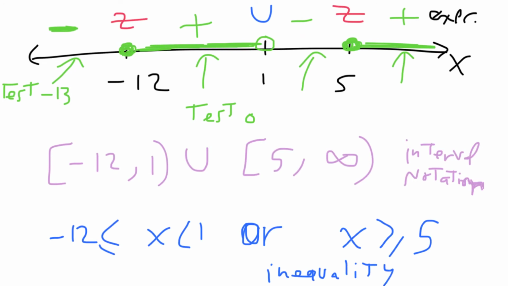And initially I did the graph. So this is the graph here. You can write the answer as a graph, this green one, or you can write it as interval notation, or you can write it as an inequality. Any question about any of these forms of the answers?